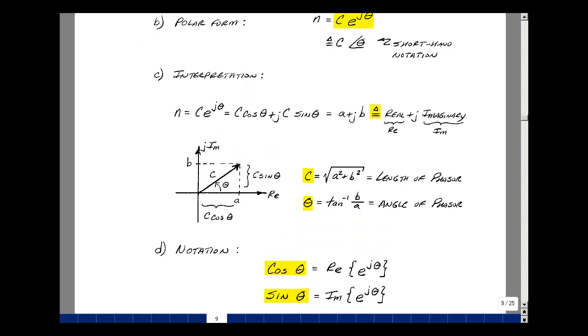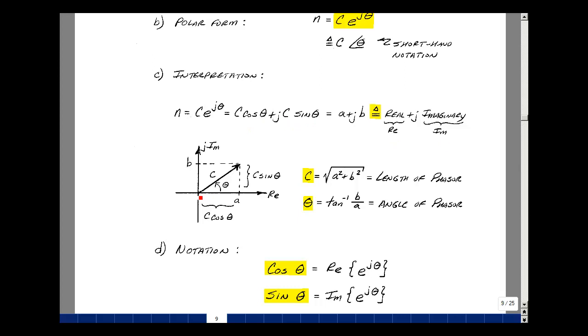Let's take a look at how we might interpret this. If we have a number that's complex, we represent it as a magnitude and angle, c times e to the j theta. Again, by Euler's identity, this is equal to the cosine of theta plus j times the sine of theta multiplied by c. This would be our real part, and this would be our imaginary part. Call it just re and im for short.